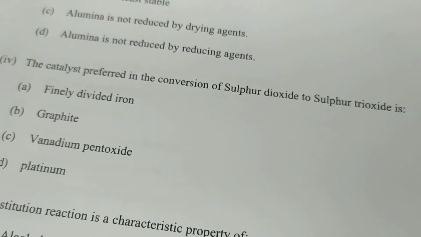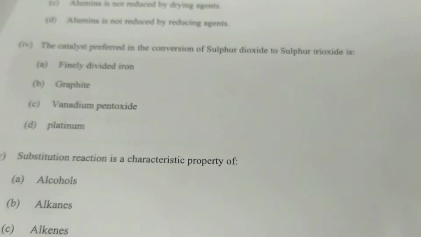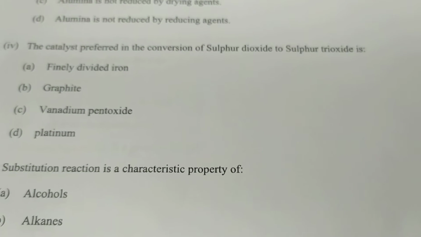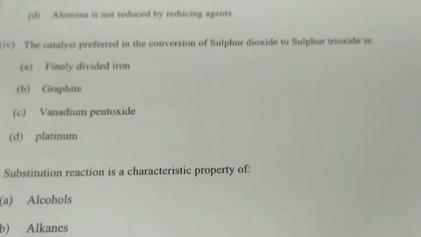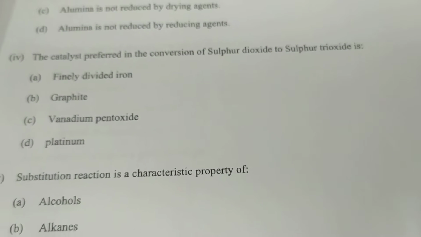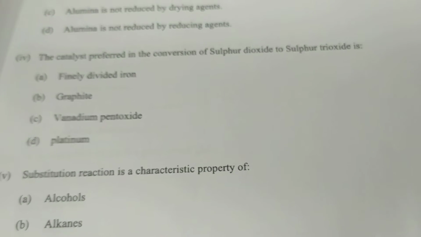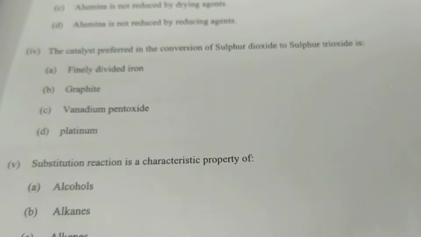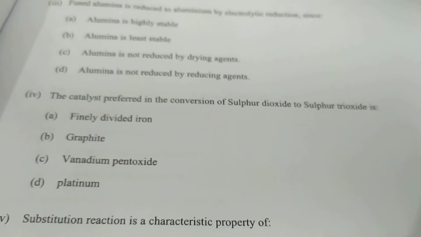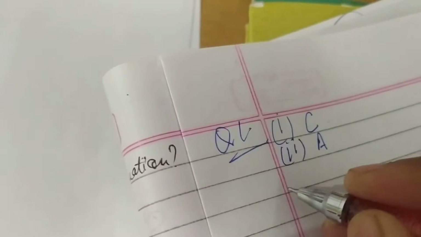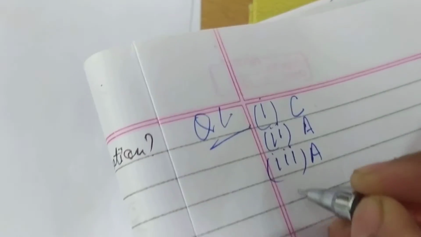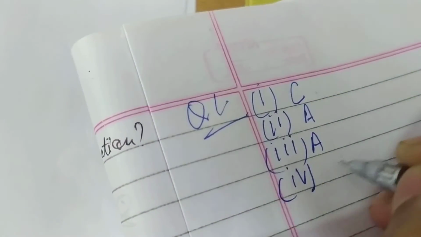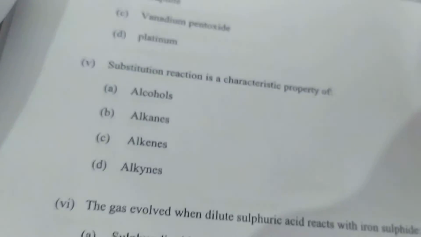The catalyst preferred in the conversion of sulfur dioxide to trioxide, that is your contact method. That is the direct answer, vanadium pentoxide, that is V2O5. So answer number 4 is C. So the third part answer is A, and the fourth answer is C, that is vanadium pentoxide.